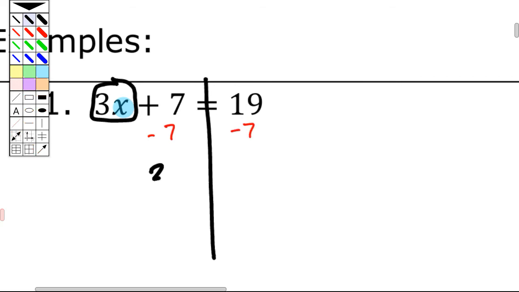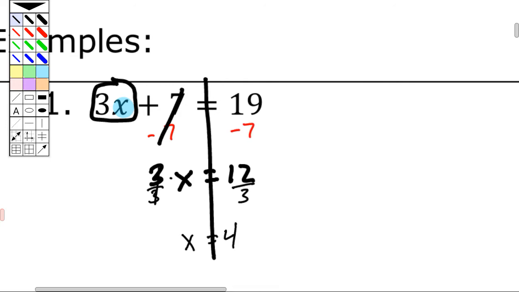3x comes straight down, those are gone, equals 19 take away 7 is a 12. And then going back to yesterday, 3 times some mystery number is 12. We know the answer is 4. Let's use our algebra skills, divide by the coefficient, get him out of there. Have to do the same thing over here. So I get x is equal to 4. Check my work, plug it back in. 3 times 4 is 12. 12 plus 7 is 19. Checks out.